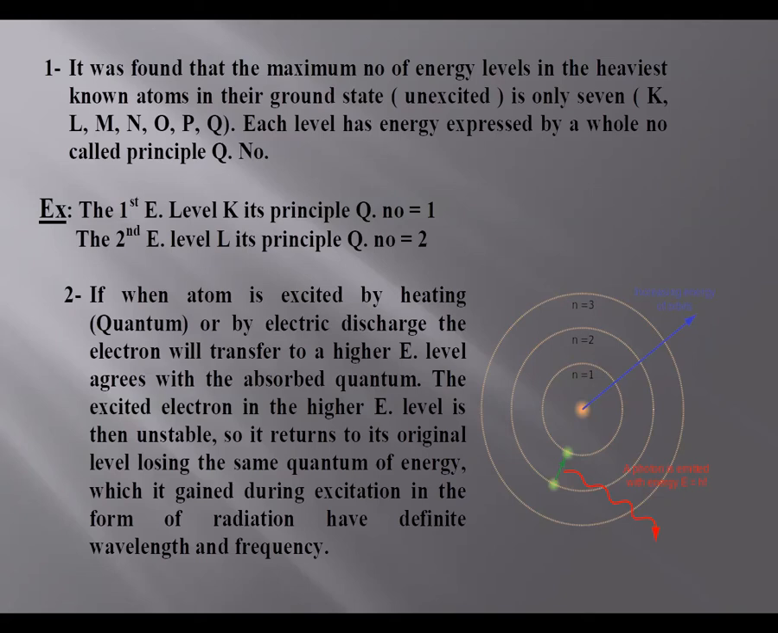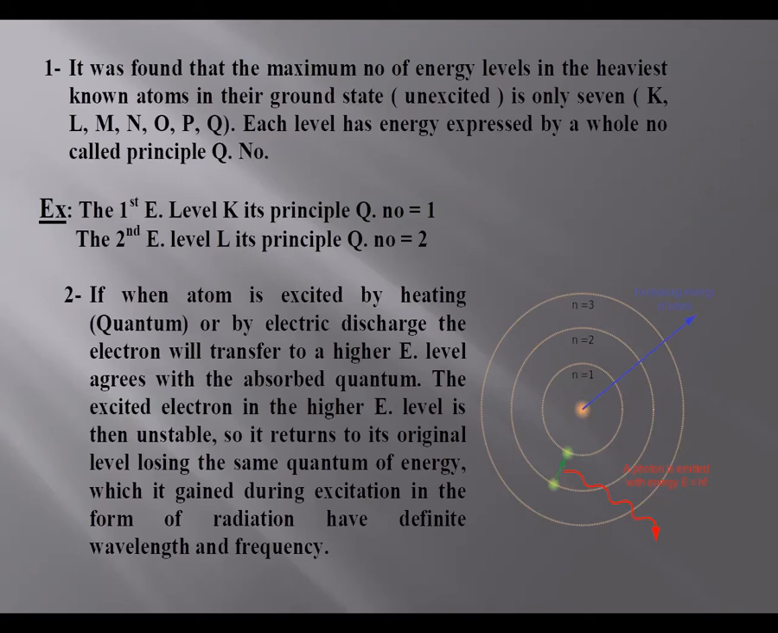What does this point mean? For example, if we have an electron found in the K energy level, and after the K energy level we have the L energy level. When this electron, which is found in K, is transferred to the L energy level, that means that it gains an amount of energy which equals the difference in energy between the two energy levels. So this amount of energy is called the quantum.